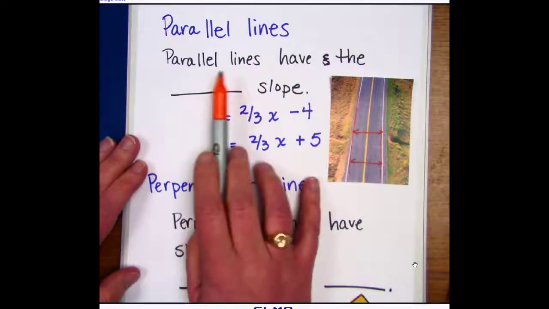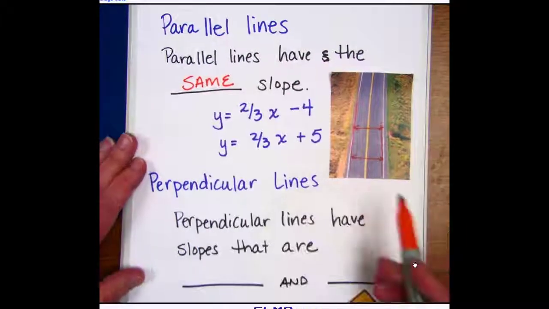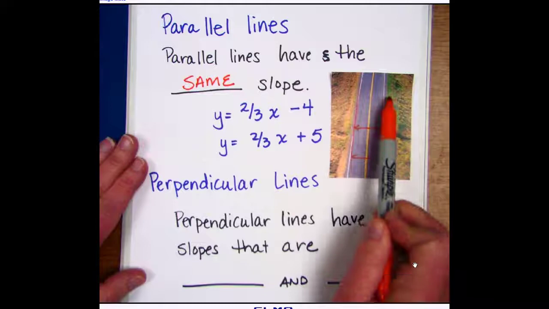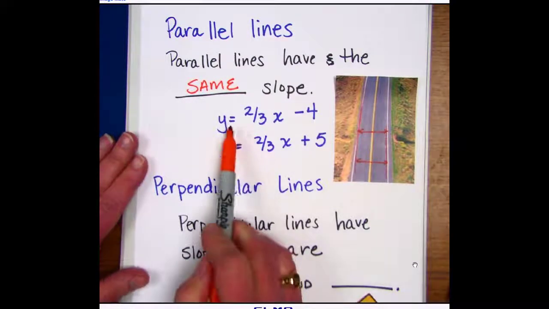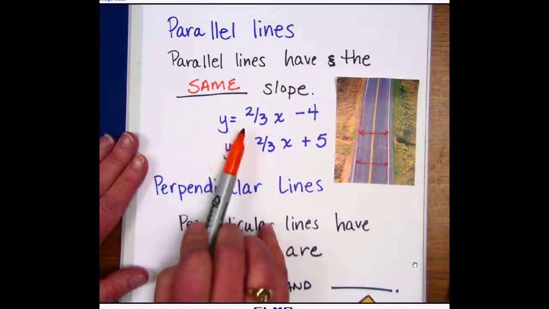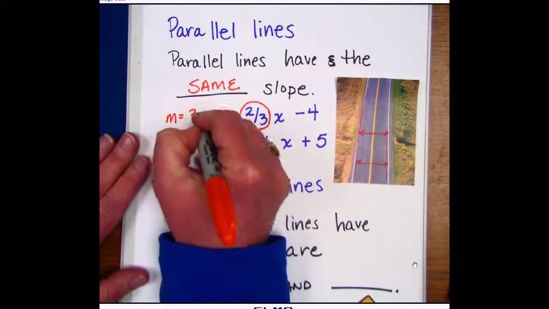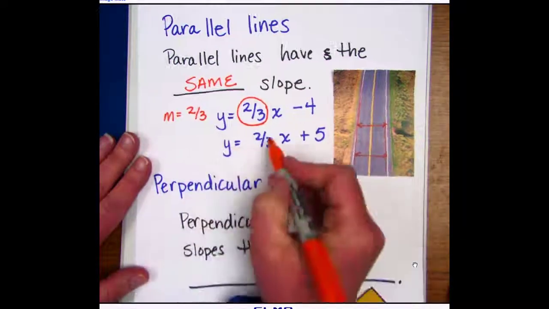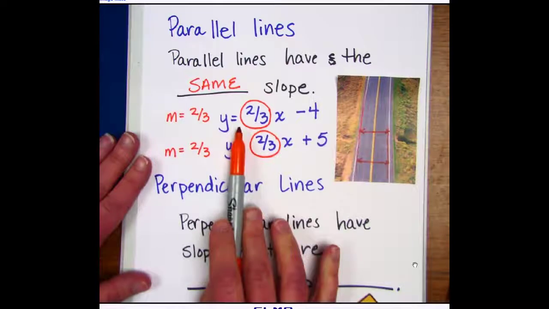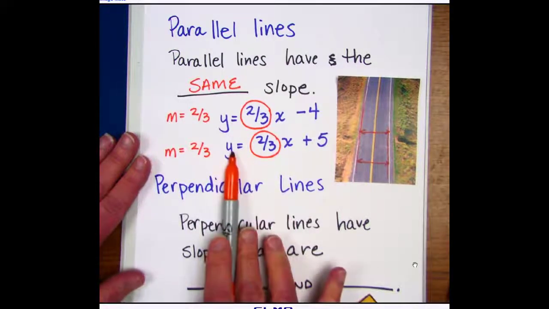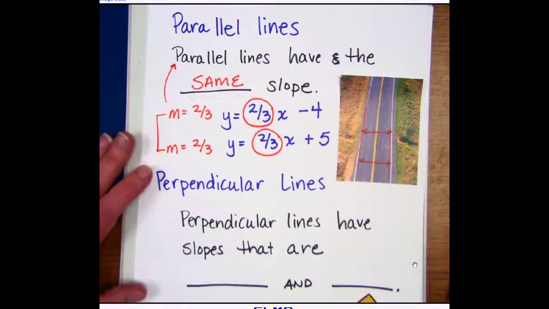And what we know about parallel lines is parallel lines have the same slope. And that makes sense. If this is changing at the same rate as this is changing, which is what our slope is, then they stay the same distance apart. And here I have an example. If our line is in slope-intercept form, we can read the slope off as the number in front of x. So the slope of this line is 2/3. The slope of this line is 2/3. And again, I'm able to do that because this is in slope-intercept form, meaning y is isolated all by itself. If two lines have the same slope, then we know that they are parallel.